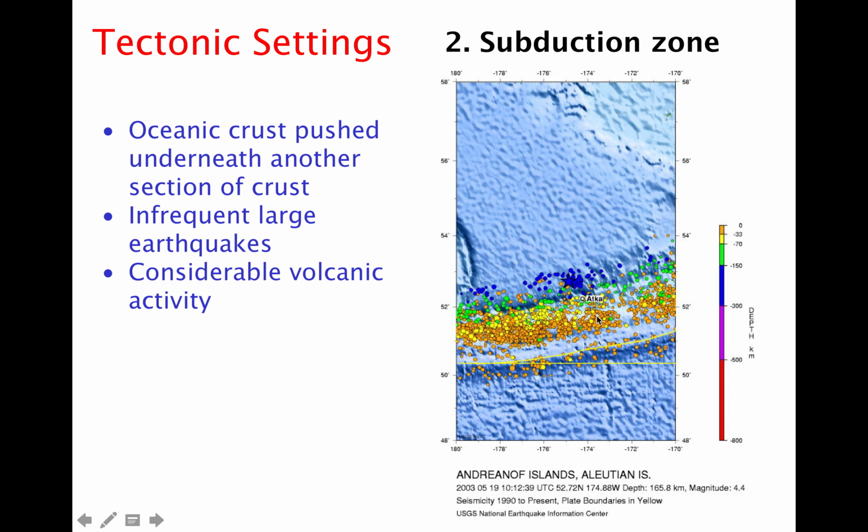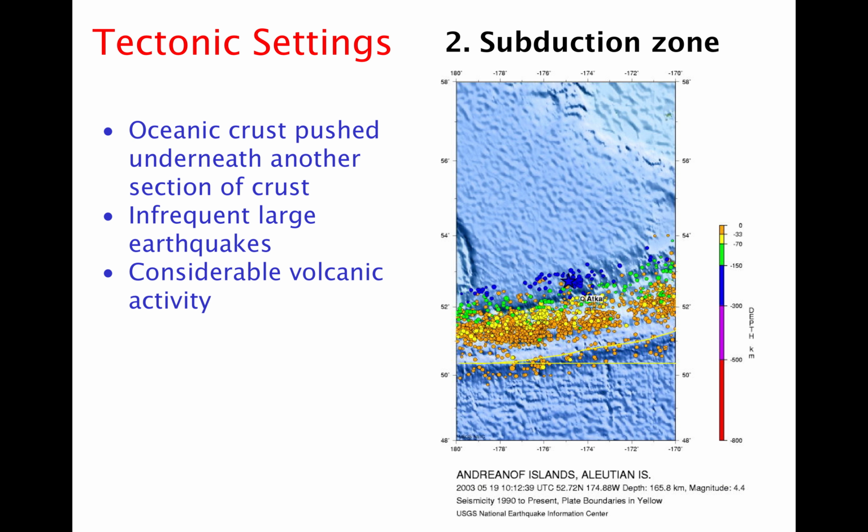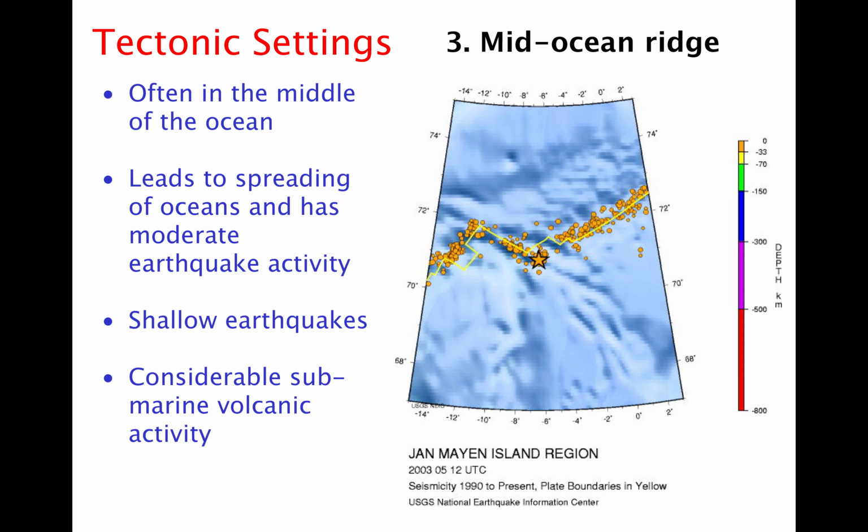So when one crust is undergoing another crust, this could also occur when the oceanic crust goes under a continental crust. For instance, on the west coast of the South American continent, where the Nazca plate is subducting under the South American plate in the Andes.